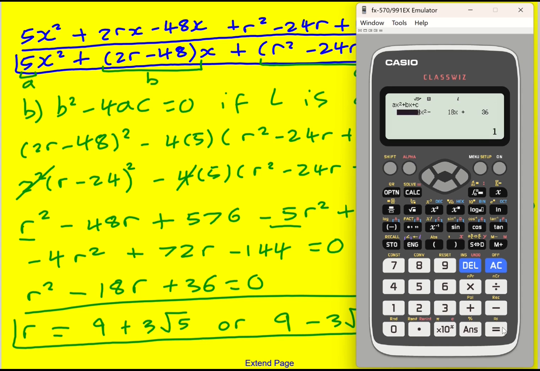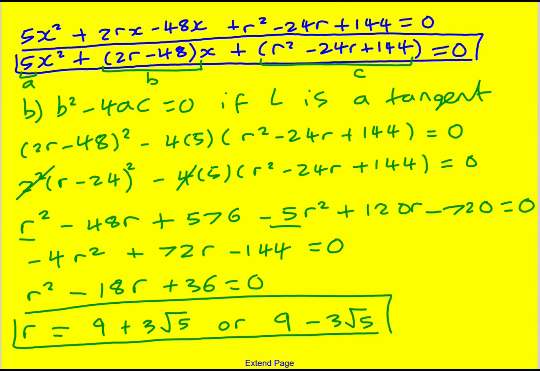2.2917. But it's asked us to leave it exact, but we should just check that they seem okay. 15.7. Two radii where that line L would be a tangent. Well done.